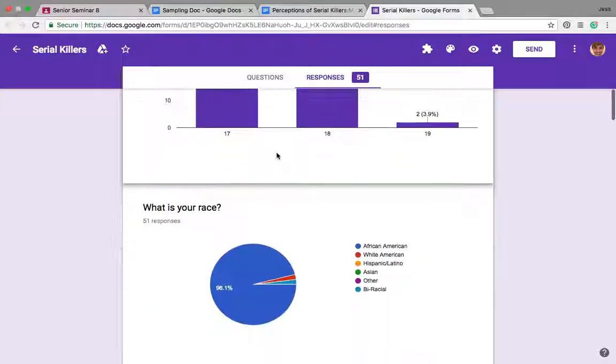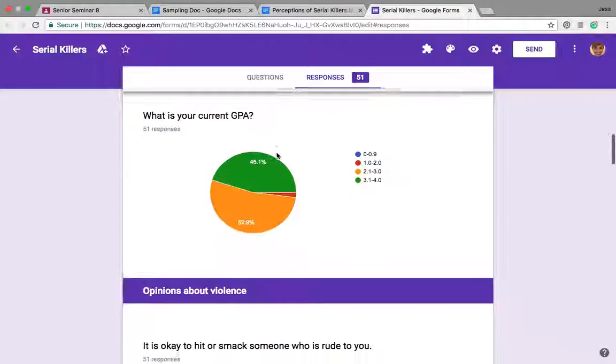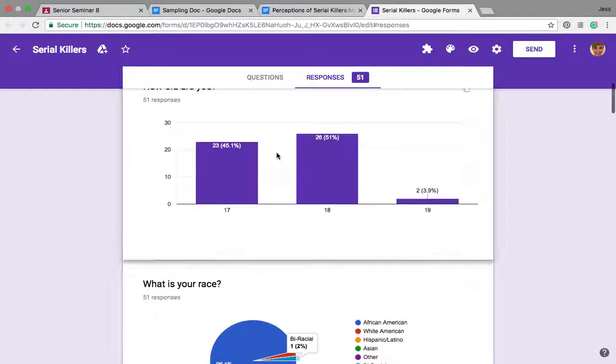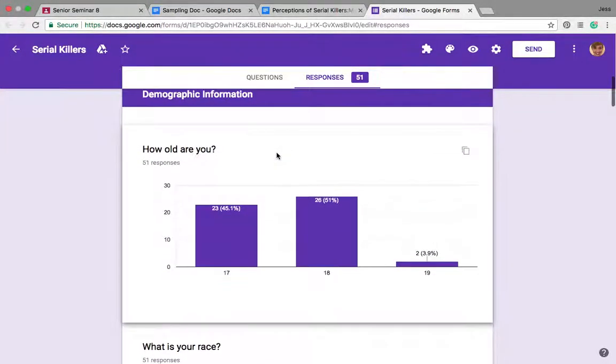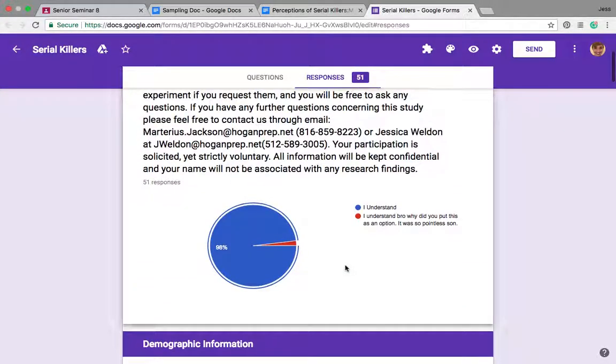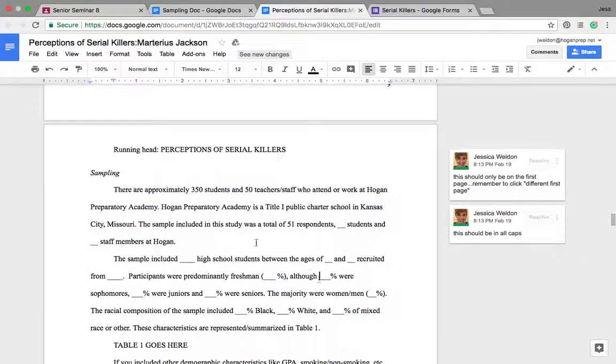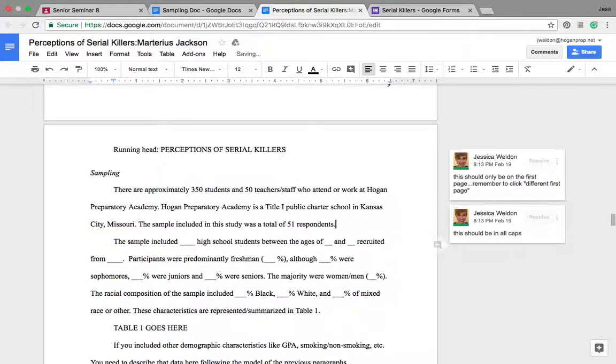What you want to do is look at your demographic information and see if that is reported. It seems like it was not reported, and it looks like nobody who is younger than 19 has taken it. So what I'm going to do is just take out this part where it says blank students and blank staff members. If yours has that information, you should fill in that blank.